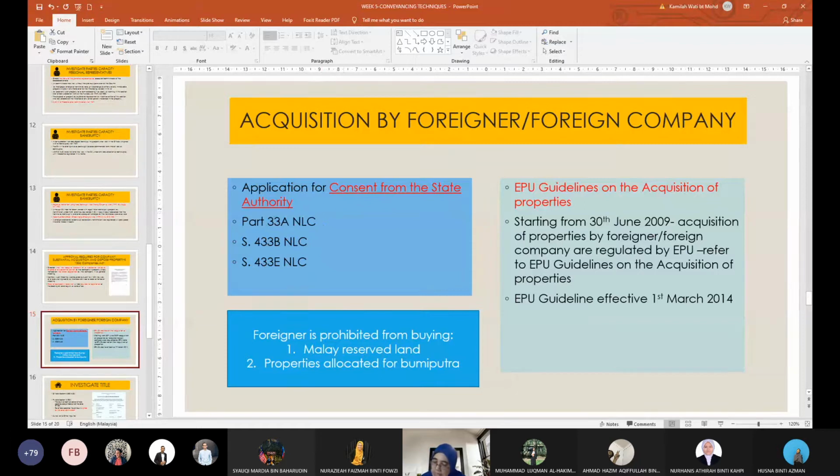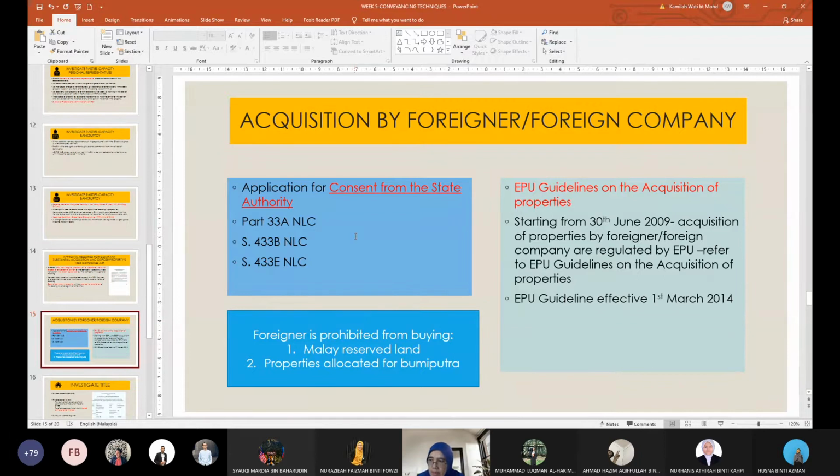So if your client happens to be a foreigner, for example a Singaporean, who wants to buy property in Johor, you have to apply for consent from the state authority first, whether he wants to buy or charge the land to a bank. Okay. So this is the first stage, consent from the state authority. Besides that, a foreigner is also subject to certain guidelines by the government with regard to acquisition of property in Malaysia.